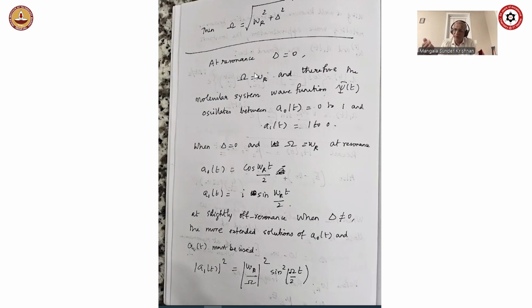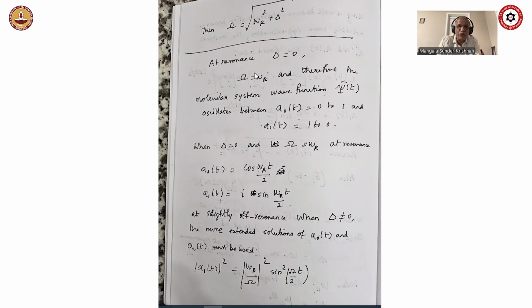Where sine is maximum, cosine is 0. Therefore, the population oscillates between the maximum ground state and the maximum sine state, and the oscillation frequency is the Rabi frequency, omega r. But if it's slightly off resonance, e to the i delta t, those things are not zero. And when delta is not zero, you see that there is a more extended solution.